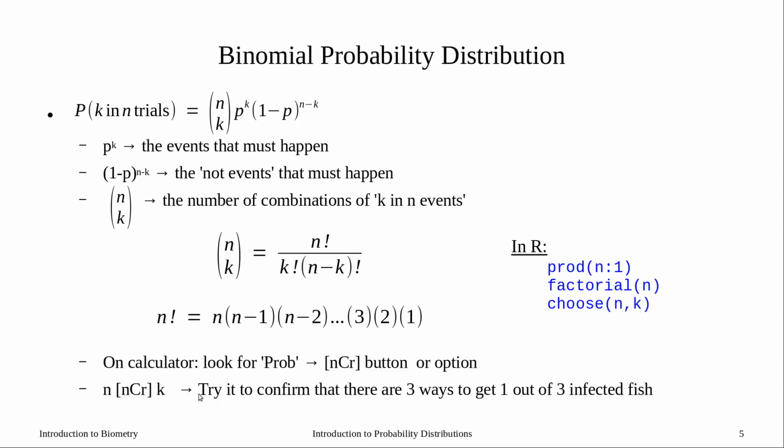Alright, so I say try it to confirm that there are 3 ways to get 1 out of 3 infected fish. How would we do that? Well, the out of number is 3. We've got 3 fish. NCR, and then 1 infected fish is what our target is. And when you do that, hit the equal key, you should get 3.